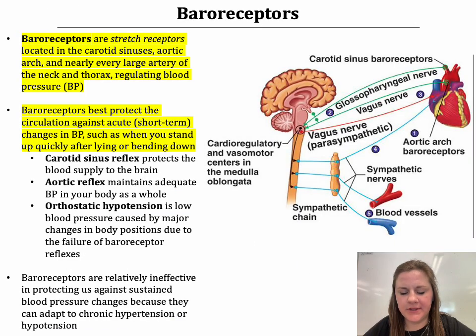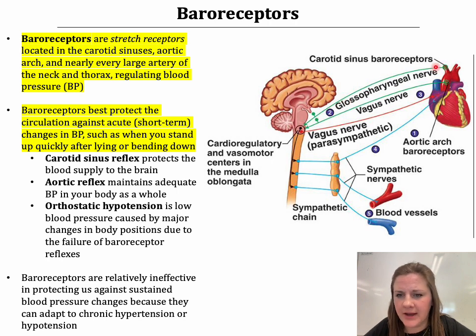So for baroreceptors, these are specialized stretch receptors that we find in the aortic arch, carotid sinus, and nearly every large artery of the neck and thorax, and they're very important in regulating blood pressure. So with this image here, what we're seeing would be the baroreceptors, whether it's in the aortic arch or in the carotid sinus. And that receptor is linked to the nervous system. So there are sensory neurons there that transmit the information back to the brain. And in particular, they're sending that information to the cardiovascular centers in the medulla oblongata.